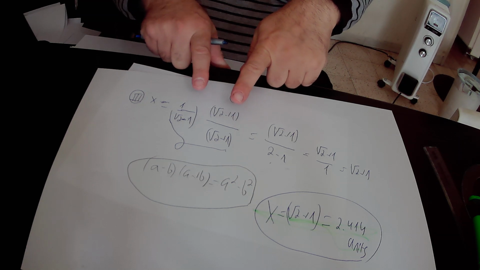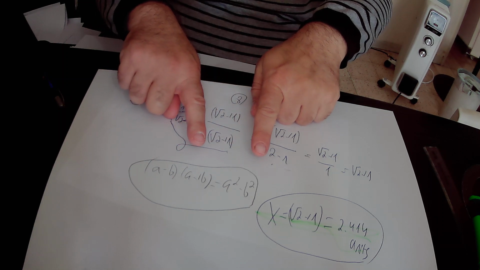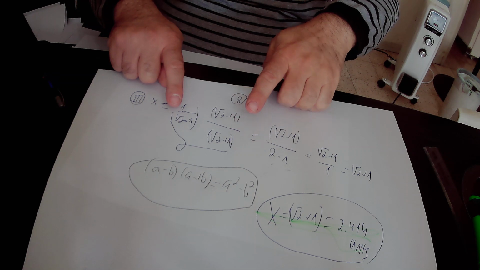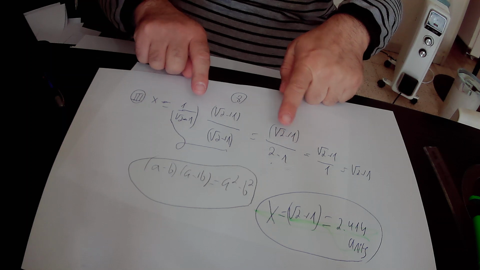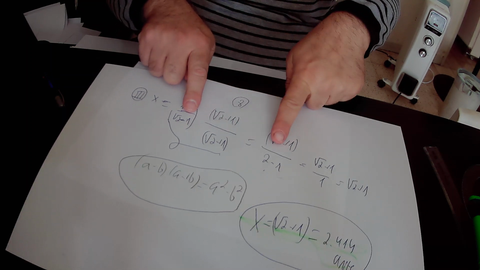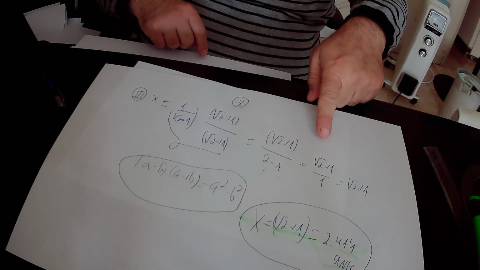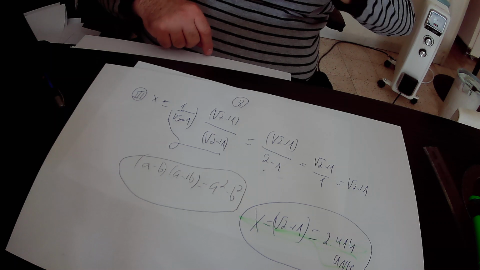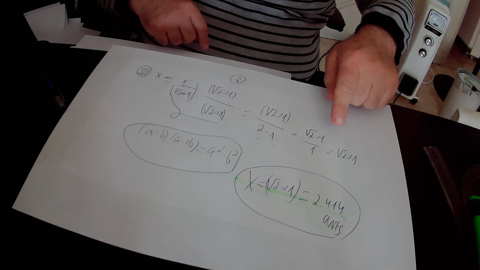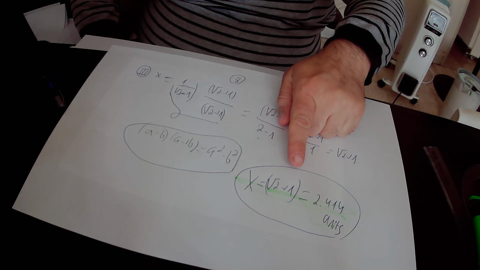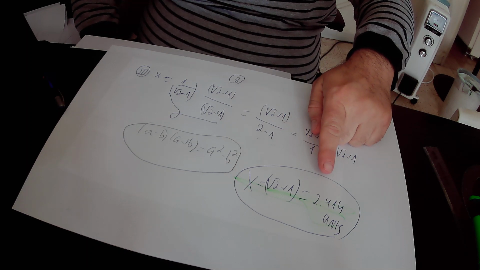This expression, according to the algebraic identity that a minus b times a plus b equals a squared minus b squared, will be equal to the square root of 2 squared, that is 2, minus 1 squared, that is 1. So in total, this expression equals 2 minus 1, that is 1. So x equals the square root of 2 plus 1 over 1. The square root of 2 plus 1 over 1 is the square root of 2 plus 1. In conclusion, we found out that x equals either the square root of 2 plus 1 units in itself, or in terms of numbers, x equals 2.414 units.